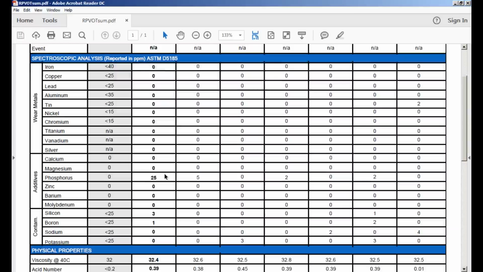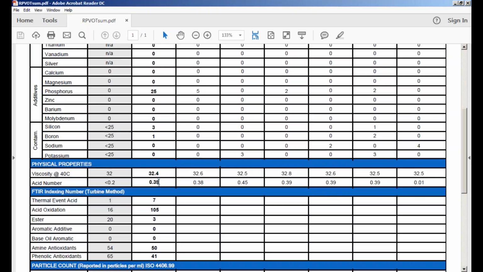So our elemental, we have, strangely enough, this little peak of phosphorus. Whenever you have that, that really indicates, what do we have before? 0, 2, 0, 2, 0, 5, 25. That looks like a contamination issue, and that shouldn't really be there.